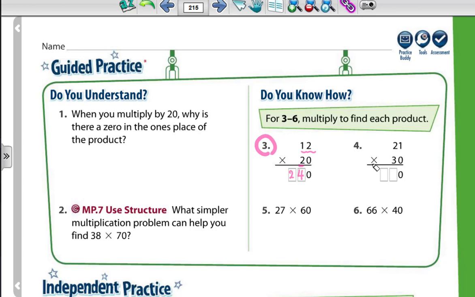Ala. 21 multiplied by 30, so we have the 0. We just need to multiply 21 by 3. 1 times 3 equals 3. Start with the ones. 1 times 3, then the tens. 2 times 3 equals 6. Okay, thank you, my hero.